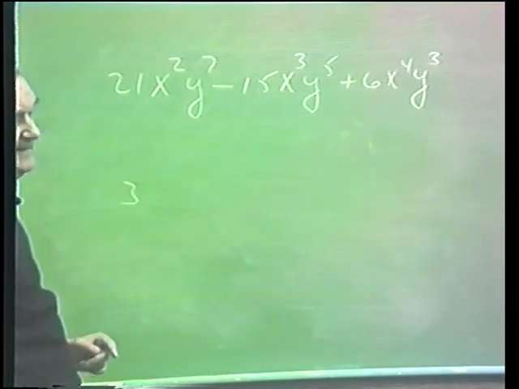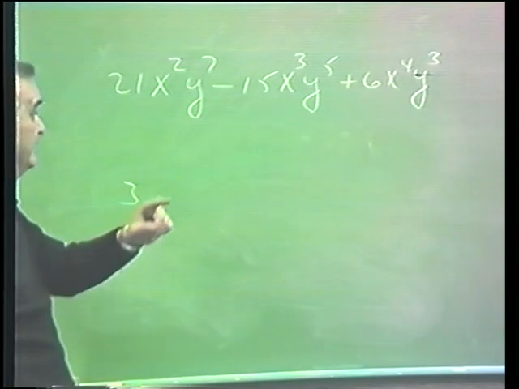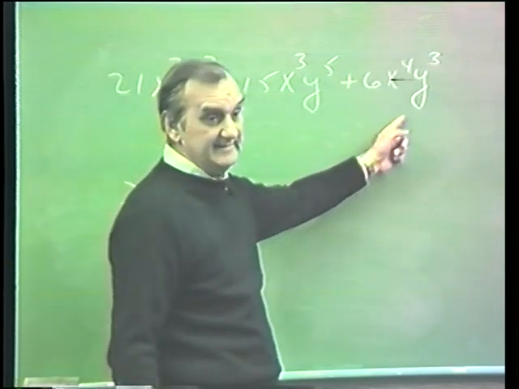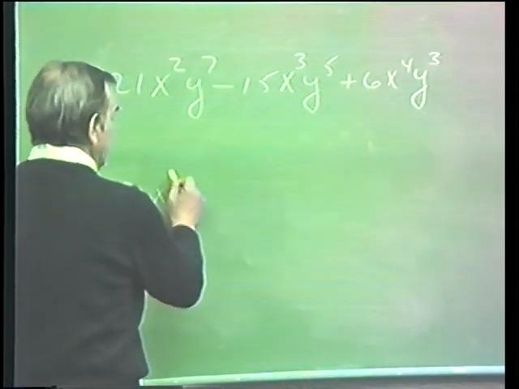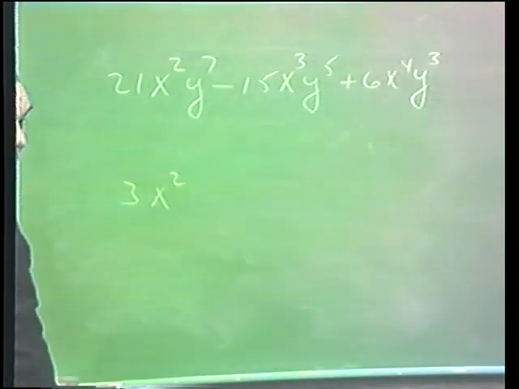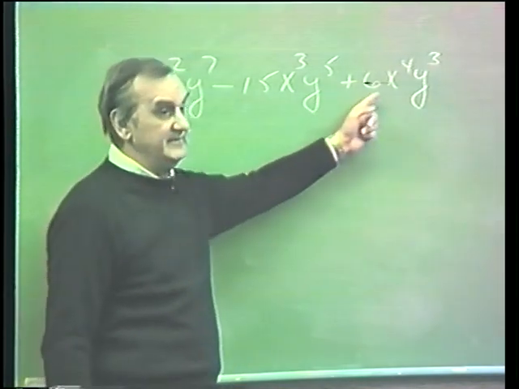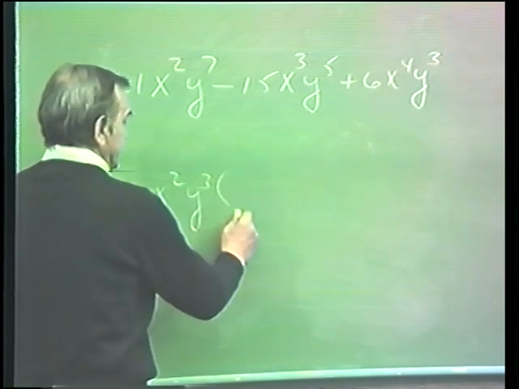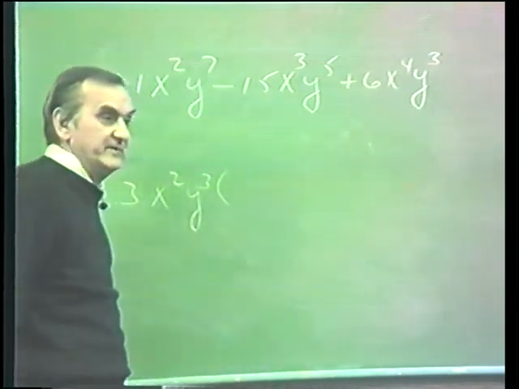Now he said we could take out an x squared. Well, in order to take out a letter, each term must contain that letter. Notice each term has an x in it. So we can extract the x along with its lowest exponent, which is 2. Likewise, each term contains a y. So we can extract the y with its lowest exponent, which is 3. So this is what we are extracting.